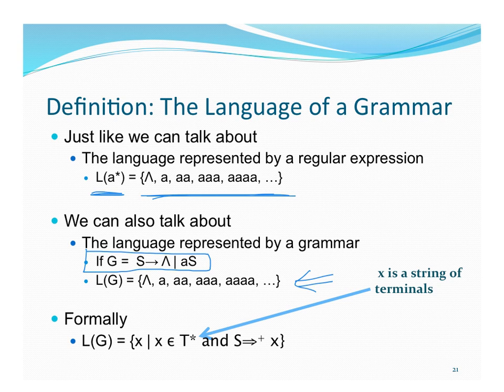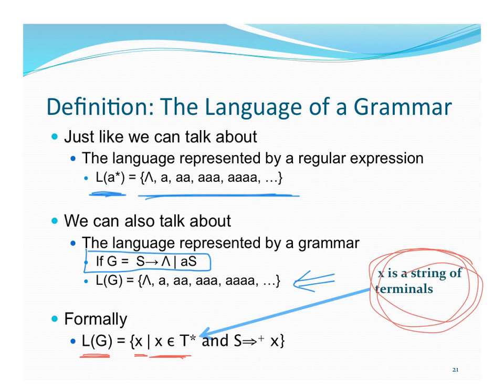And formally, what is the language of a grammar? Well, the language of a grammar is just the set of all strings X such that X is in capital T star. What was T? T was our terminal set. So this just says X is a string of terminals, and it's possible to get from our start symbol to X in one or more steps, right? So it just says the language of a grammar is all the strings that that grammar can produce. It's exactly what you would think the definition of the language of a grammar would be.